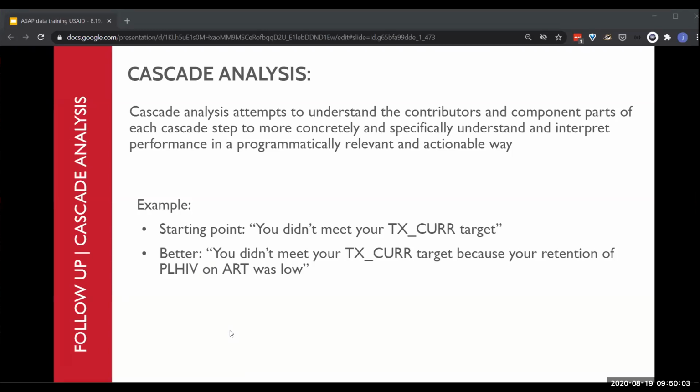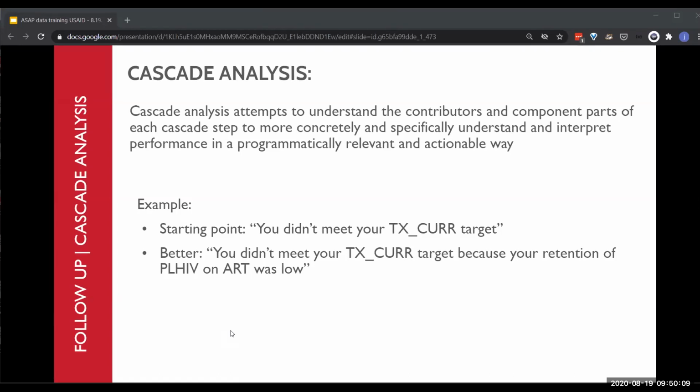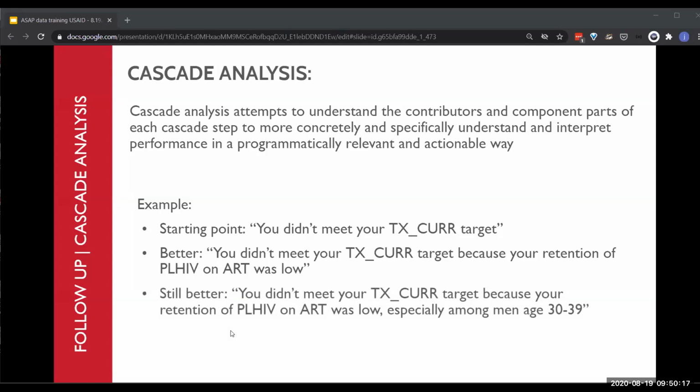A better way to say it would be, you didn't meet your TX_CURR target because your retention of PLHIV on ART was low. So you might have enrolled a lot of people, but you also lost a lot of people. And the second one should be a more answerable question for you. But still better is, you didn't meet your TX_CURR target because your retention of PLHIV on ART was low, especially among men 30 to 39.